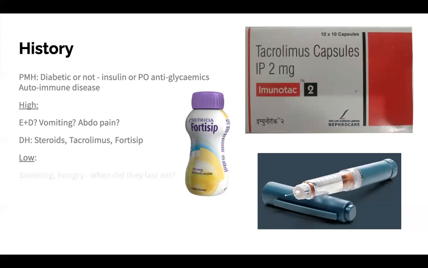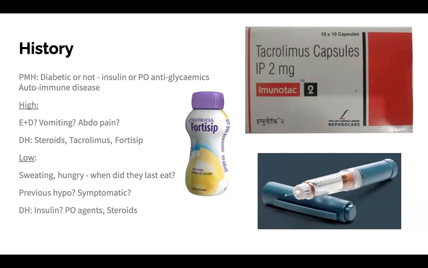If a patient has low blood sugars, then we need to work out whether they were symptomatic during the last episode or whether they didn't notice. So, did they have any symptoms? Were they sweaty? Were they clammy? Were they tired? Were they feeling faint? But also, when did they last eat? Has the patient had previous hypos? Have they needed help with their previous hypoglycemic episodes? And again, are they taking any medication? Perhaps they're on insulin. Perhaps they're on some oral agents.